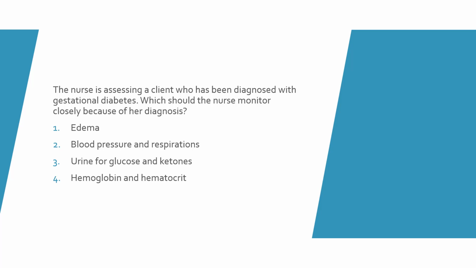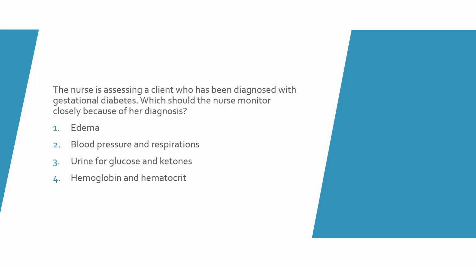Urine for glucose and ketones. This is closer to what we're looking for. If a patient has excess levels of insulin in the blood, it will cause glucose and ketones to be in their urine. So this answer is directly related to gestational diabetes and seems like it's going to be the correct answer. However, you always want to go through every answer before you pick your final answer.